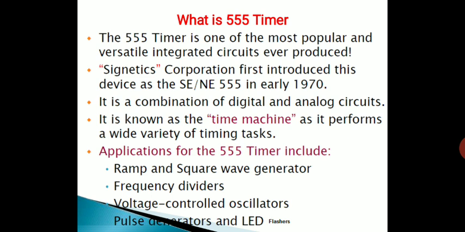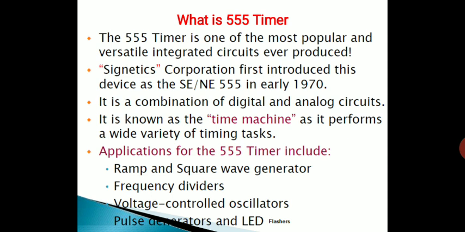The 555 timer is the most popular and versatile integrated circuit ever produced. It was produced by Signetics Corporation in the year 1970. Basically, this 555 timer is a combination of both digital and analog circuits. It is known as the time machine as it performs a wide variety of timing tasks. Basically, a timer is used to generate precise time delays. IC 555 is used to get precise time delays, hence it is called the time machine.